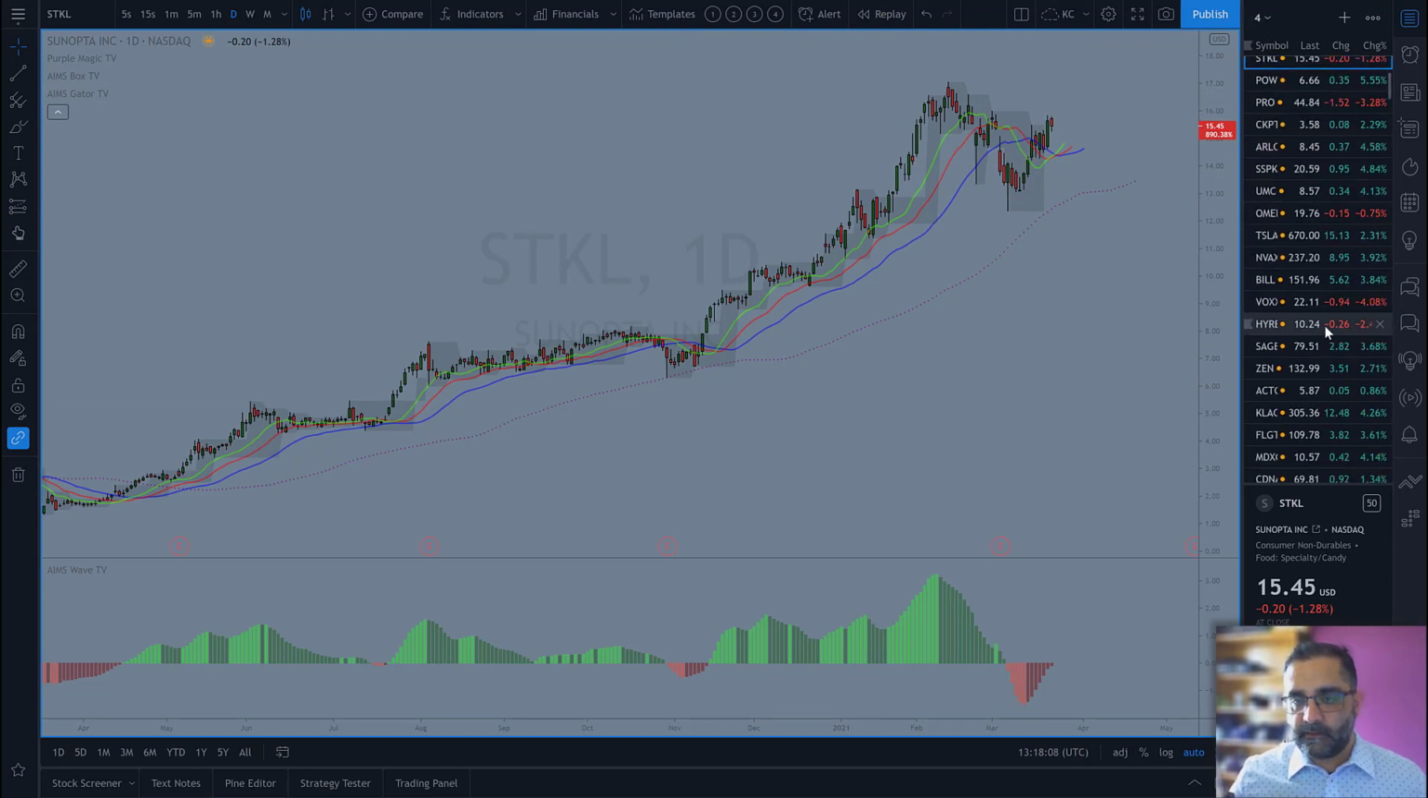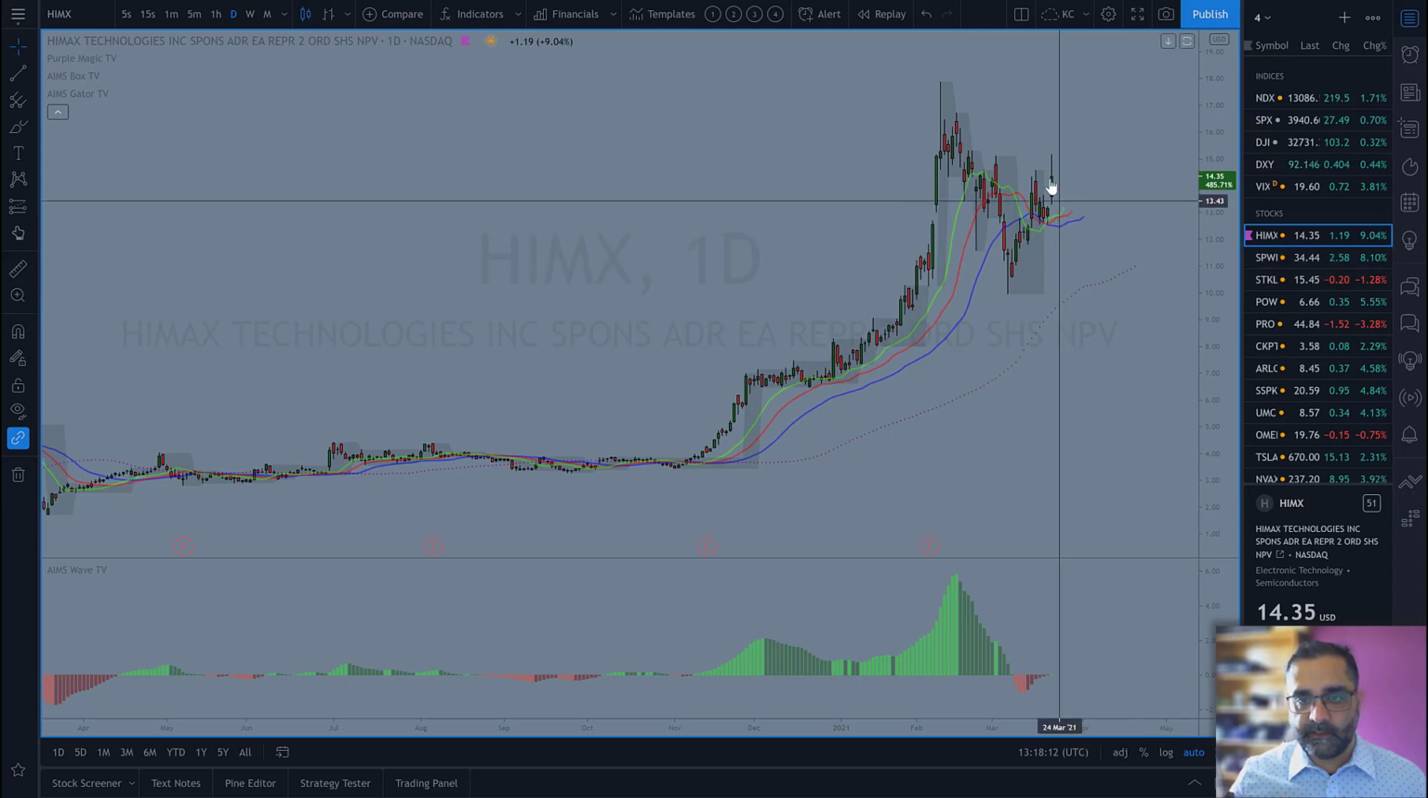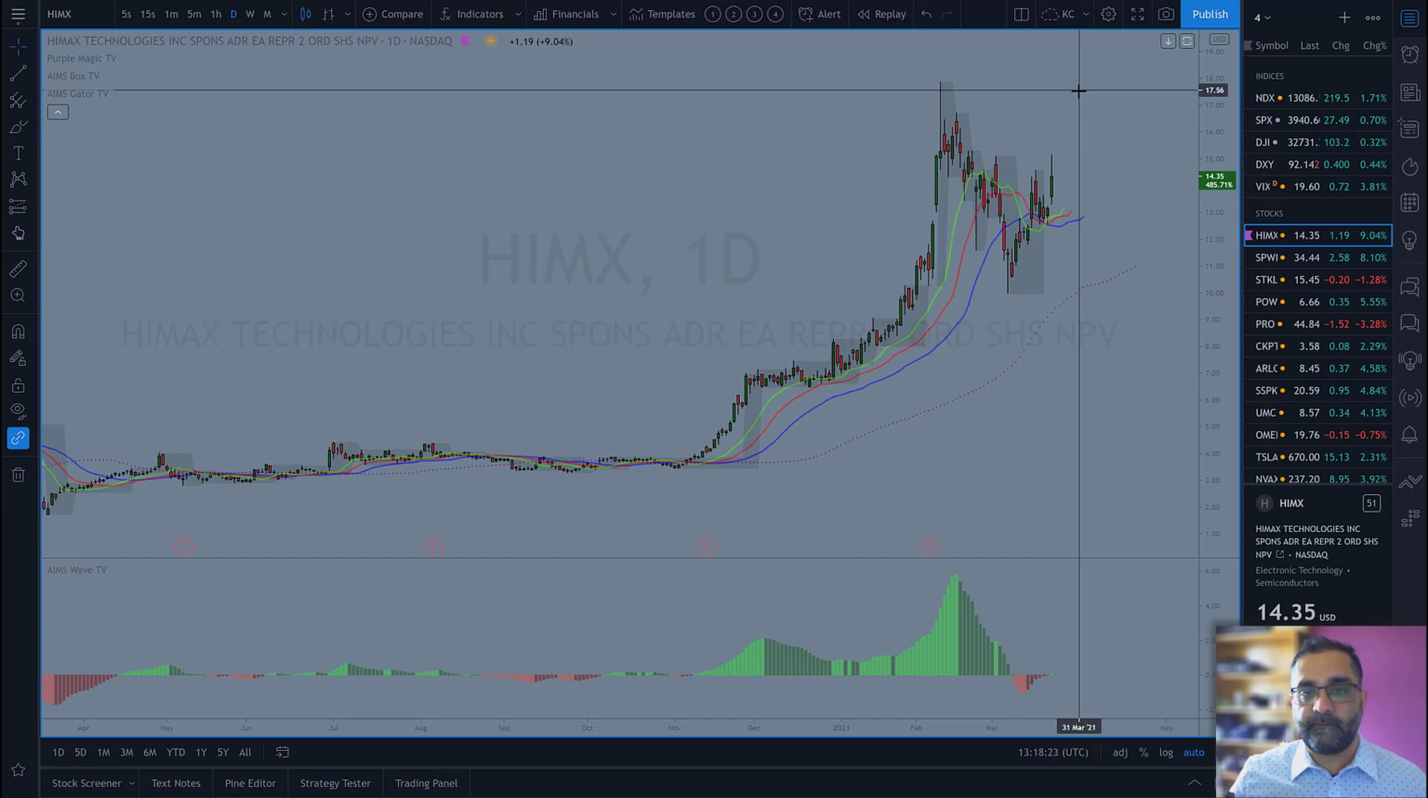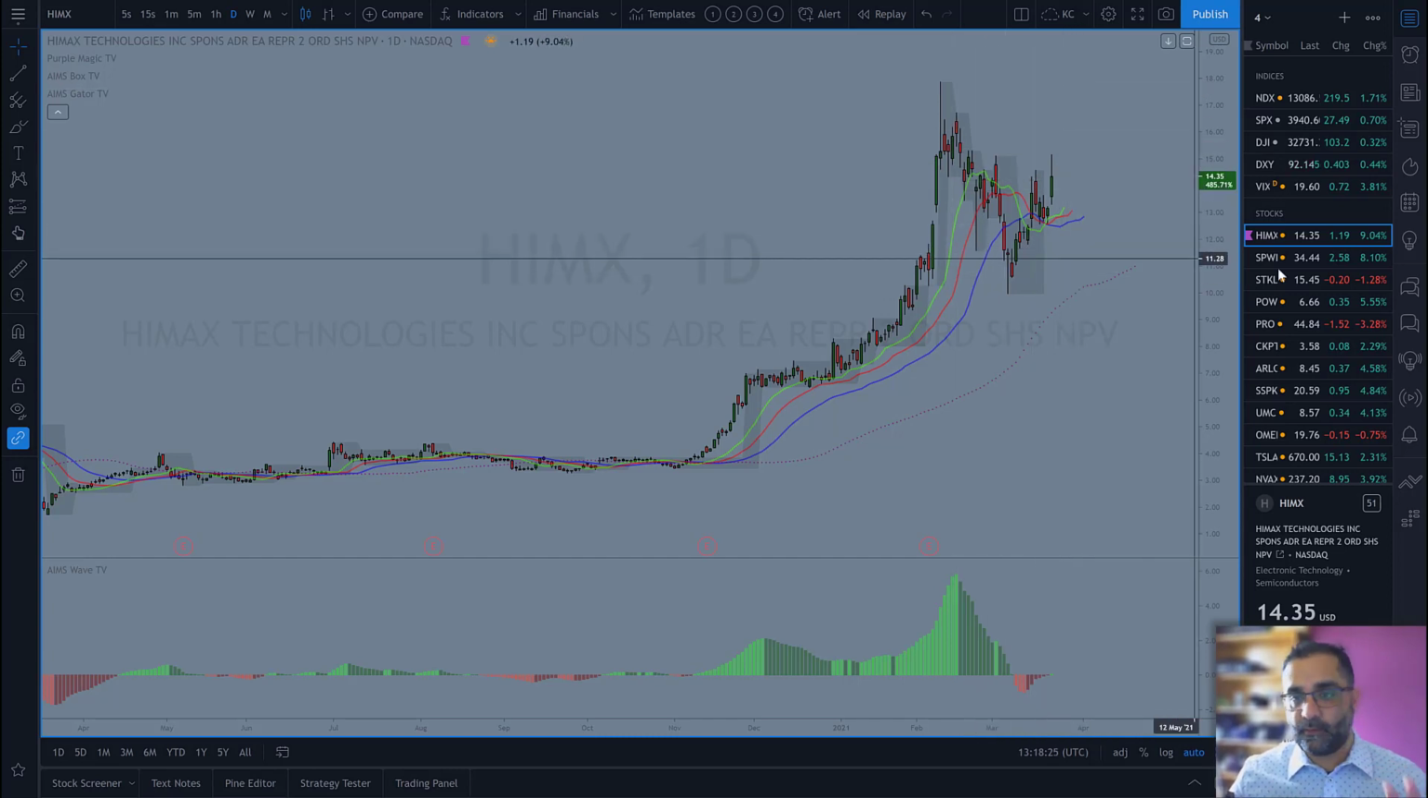Now we have a few going on. So for example, this one is a very tall box. We don't like tall boxes, but even then, if you look at it, it's actually going into some kind of a wave 5, but at the moment it is in wave 4.